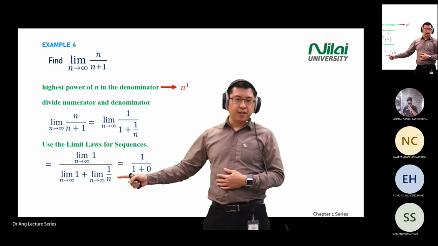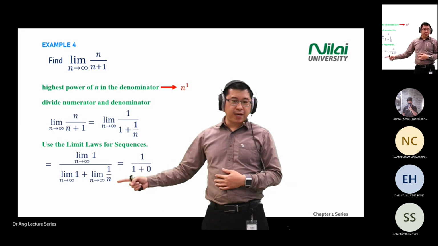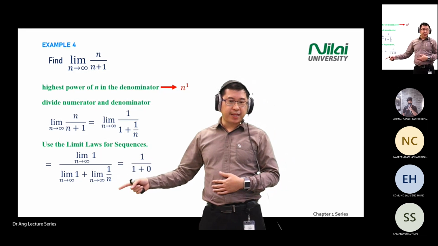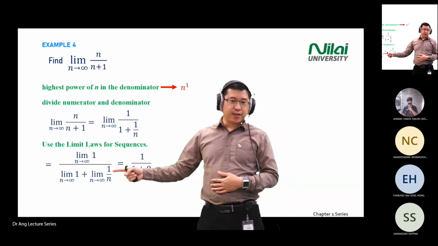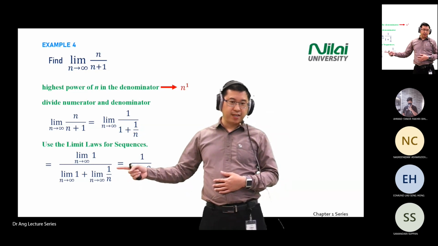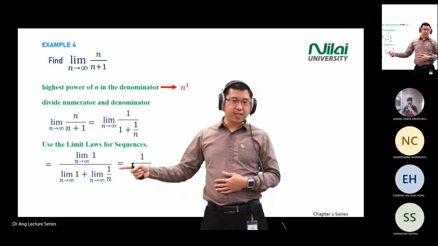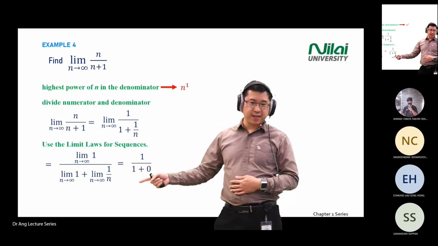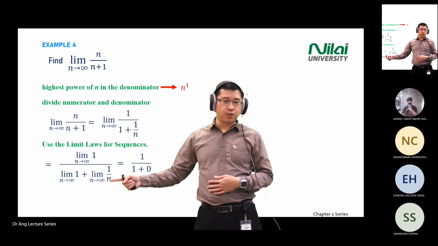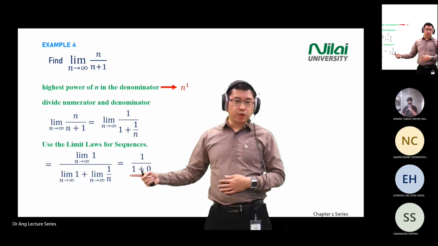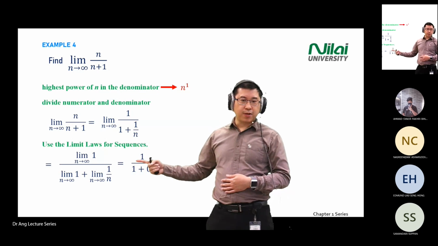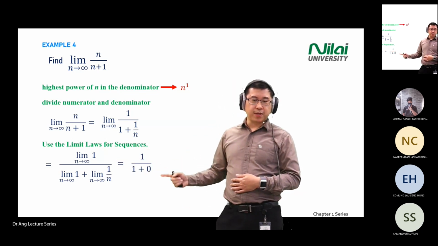How do you get 0? 1 over n, you can try. 1 divided by 1, you get 1. You increase the n: 1 divided by 10, you get 0.1. You increase the n: 1 divided by 1000, you get 0.001. 1 divided by 1 million, you get 0.000001. You increase up to a very, very big number, billions or something, increase to infinity, this number is going to get near to 0. That's why you can write this number, and that's why this equation becomes this one.